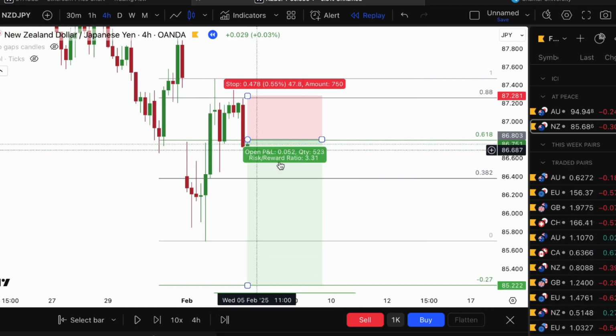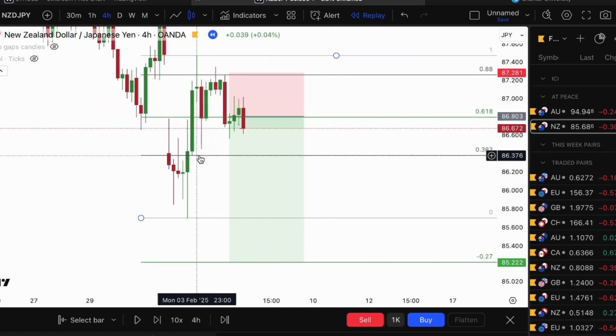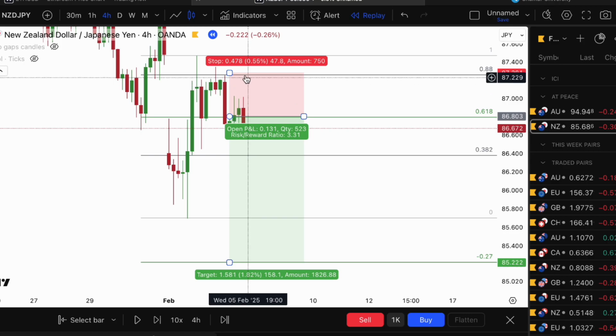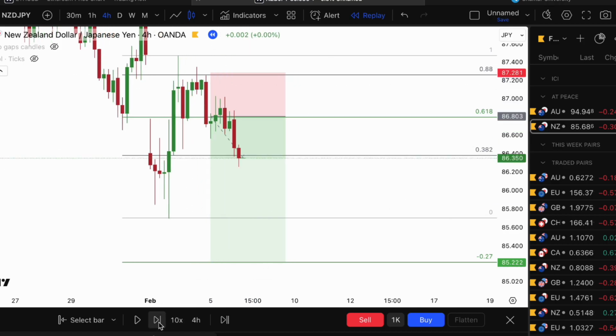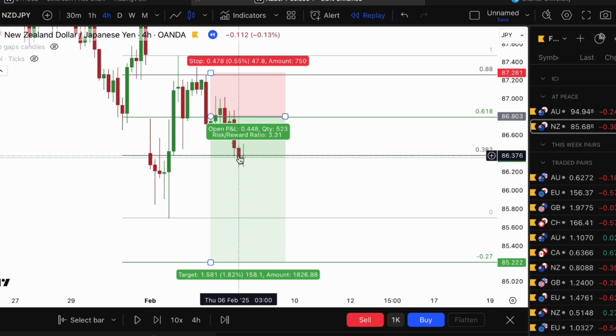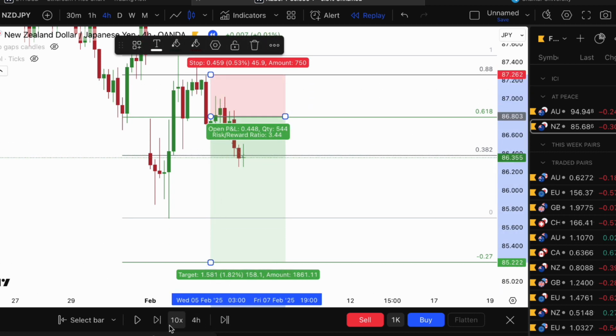So we have now been tapped into this trade and we're waiting for at least a break of the 38 level so we can move our stop loss to break even. We're still in this trade, and as you can see, the 38 level has been broken, so now our stop loss goes to break even.